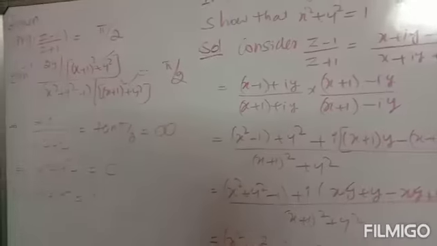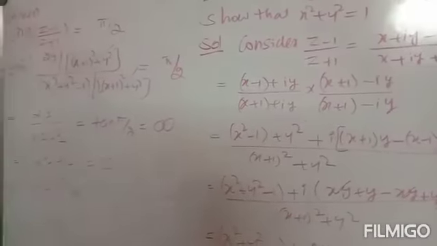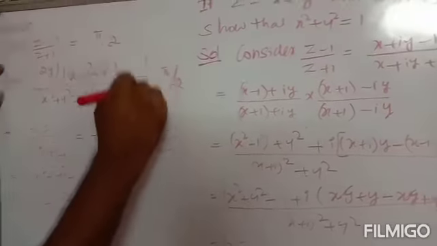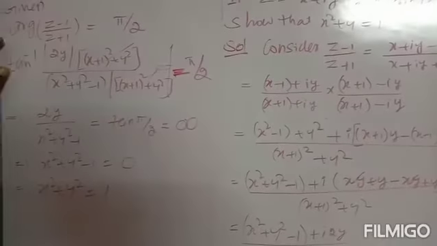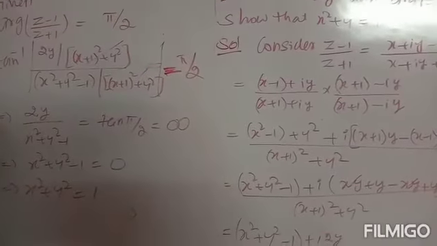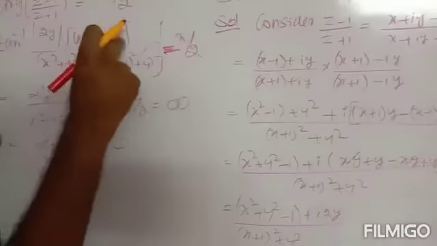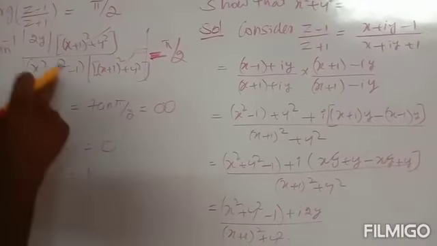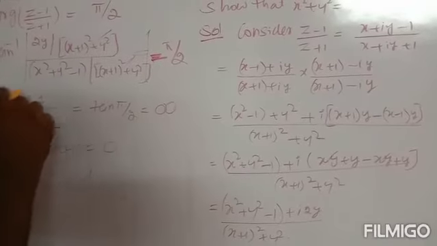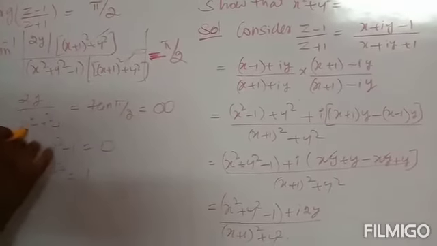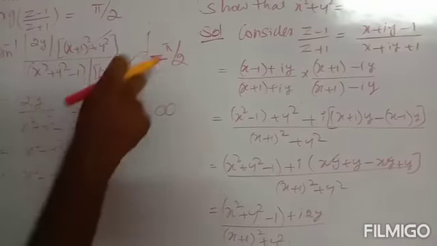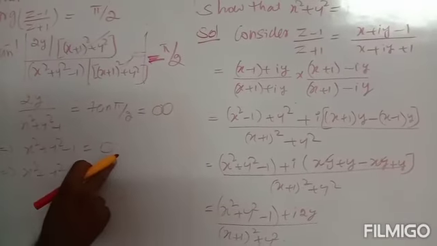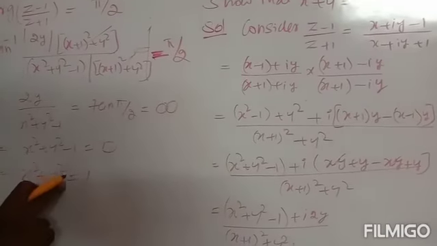But now it is given arg of (z - 1)/(z + 1) is equal to π/2. Now the arg is tan inverse of imaginary part by real part. That is 2y/((x + 1)² + y²) divided by (x² + y² - 1)/((x + 1)² + y²). So the denominators cancel, we get 2y/(x² + y² - 1) equal to tan π/2, that is equal to infinity. This implies x² + y² - 1 equal to 0. So this implies x² + y² equal to 1.